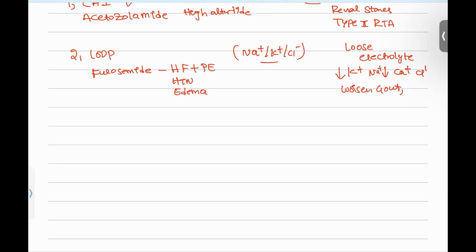It will also be highly ototoxic to the patients. Furosemide, E for ototoxic, and E for ethacrynic acid. This drug is very highly ototoxic among the loop diuretics. That's why it is not even used nowadays.